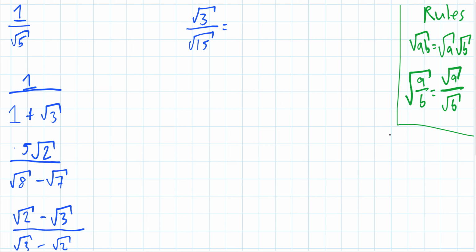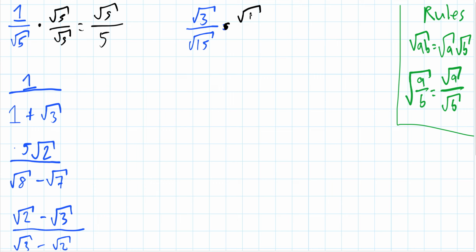Rationalizing the denominator. So we start with easy ones and get harder and harder. So the first one, we just multiply top and bottom with the same square root. That would give me square root 5 over 5. Nice and easy.